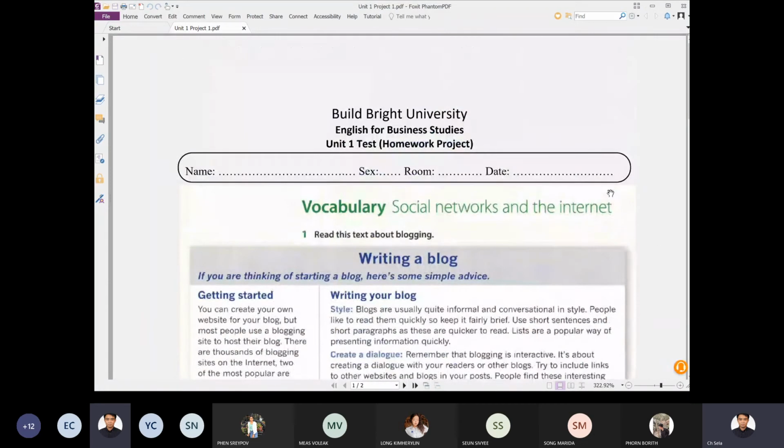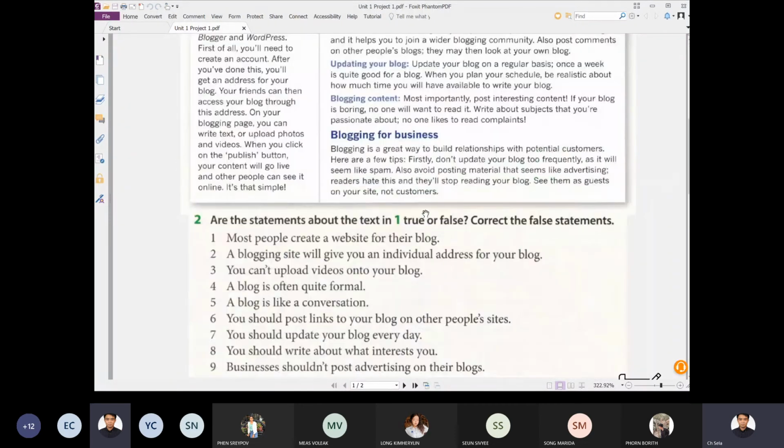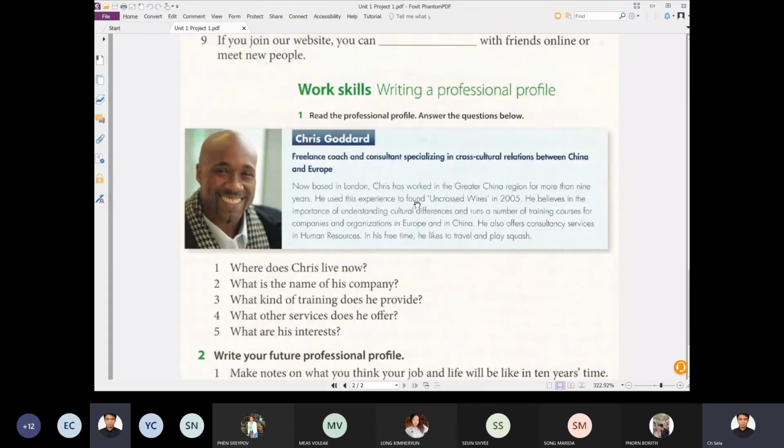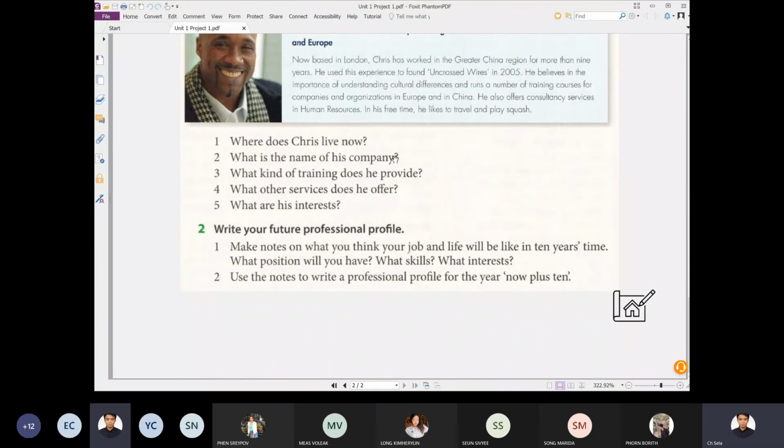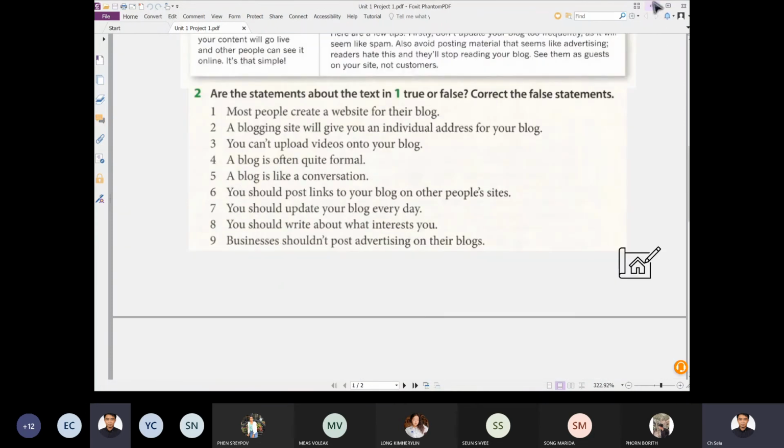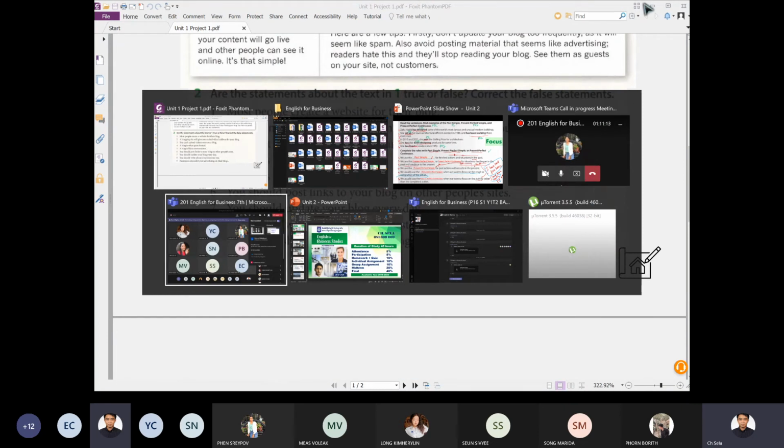So this is the homework project, Unit 1 test homework projects. I don't send this one to your Telegram, and I will send this one to your Microsoft Team. So where should I send it on Microsoft Team? I will send it to this.